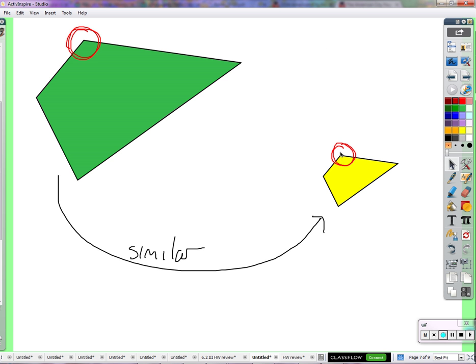So then, is this angle smaller than this angle, because it's a shrunken down version of the larger shape? You're saying no? Is it bigger? No, they're the same angle. So now Brandon's saying that the angles are the same. They are. The same degrees.